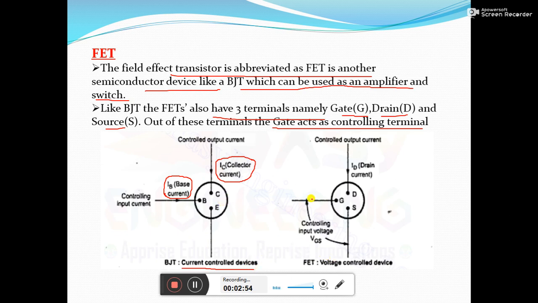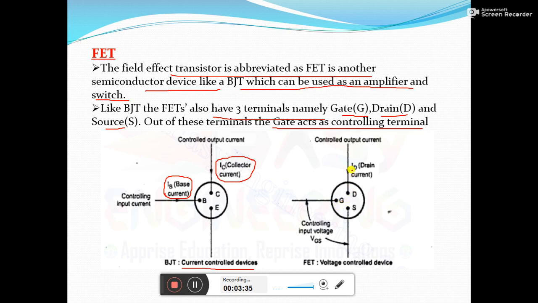Similarly, analogous to this diagram, B is referred to as gate here, C is drain, and E is source. As in the case of BJT, the emitter emits the charge carriers. In the similar sense, here the source terminal emits the charge carriers, which may be electrons or holes. The emitted charge carriers are collected at the drain terminal. The drain terminal is analogous to the collector terminal here. And there is one more terminal, the controlling terminal, that is the gate.